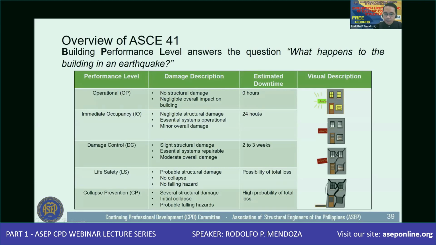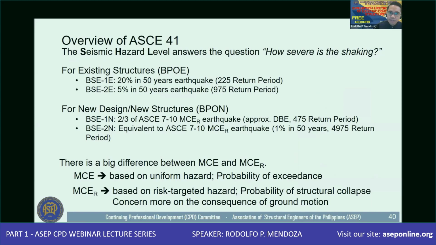Now, these performance levels are then paired with what we call seismic hazard level. And seismic hazard level basically answers the question, how severe is the shaking? Now, the seismic hazard levels are divided depending on the performance objective. For existing structures, what we call BPOE, we have two levels of hazard. BSE-1E is for a 20% in 50 years earthquake, with a return period of 225 years, and BSE-2E is a hazard level that has a 5% probability of happening in 50 years.